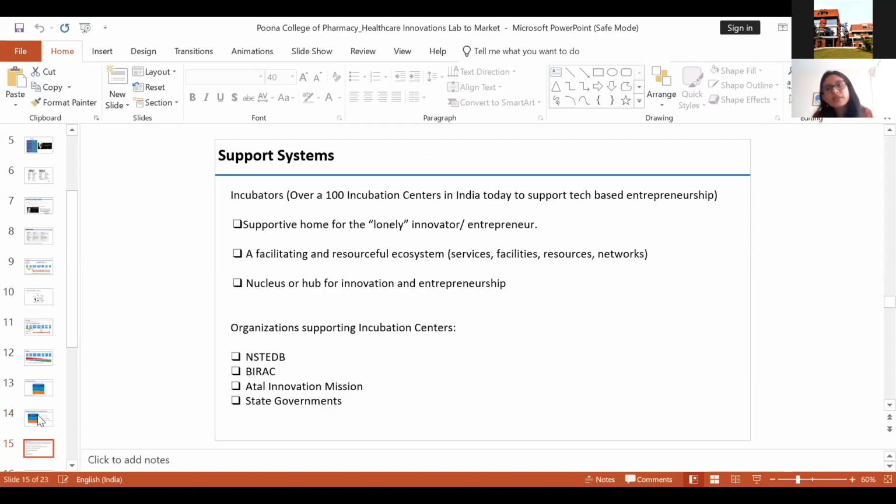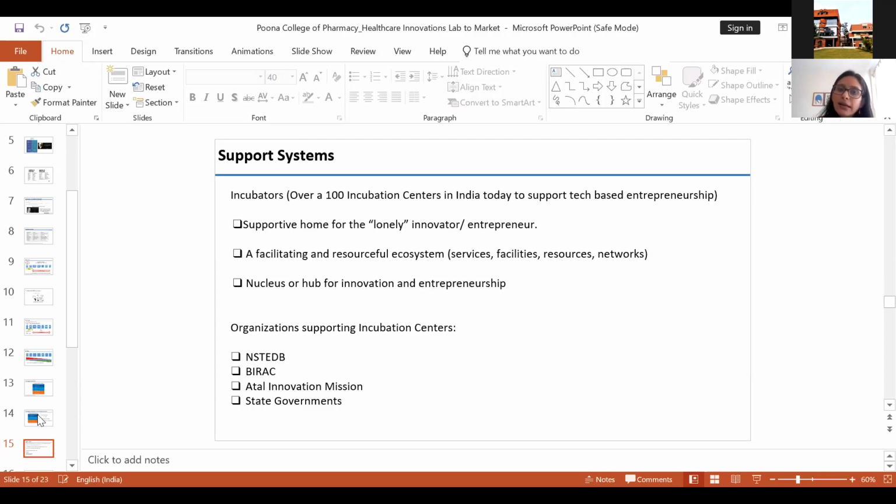Now, this is where support comes in, okay? Because this journey is very, very difficult to do by yourself. You do need the support of allied ecosystems to help you do this. Incubation centers are such kinds of ecosystems, okay? So there are currently over 100 incubation centers in India today to support technology-based entrepreneurship.